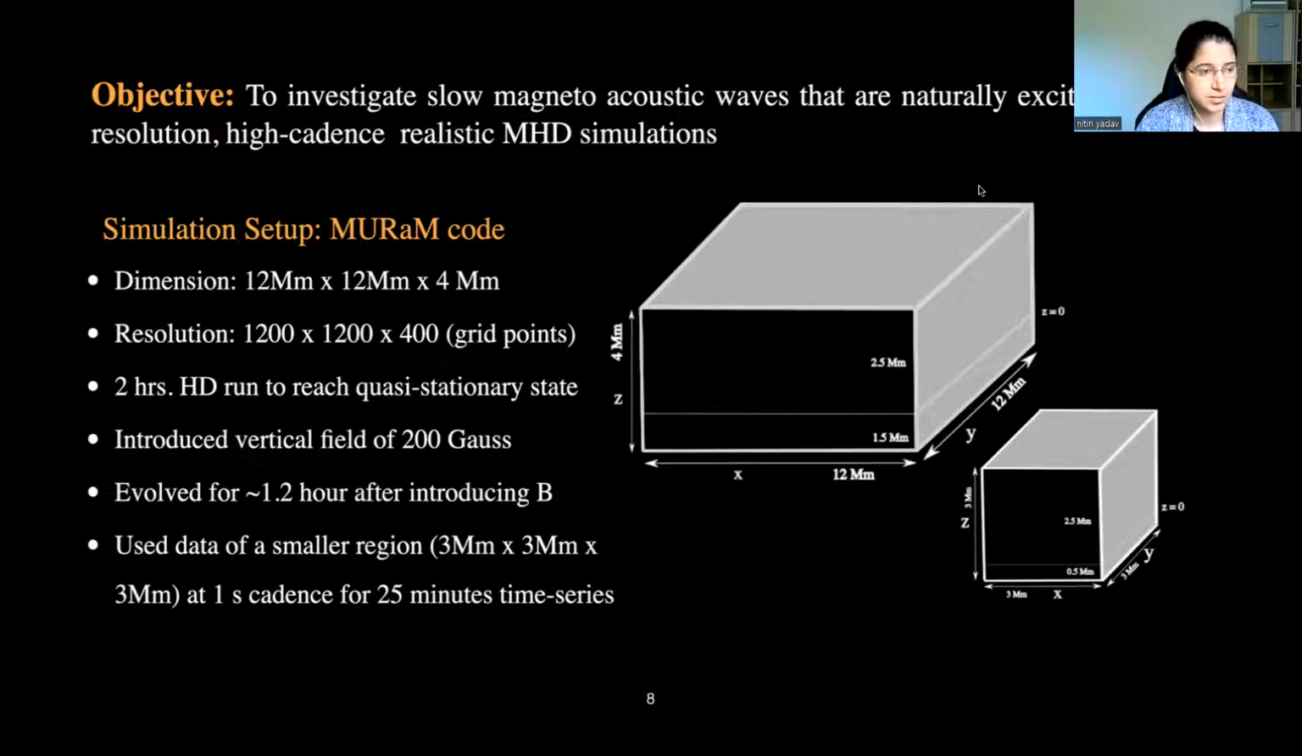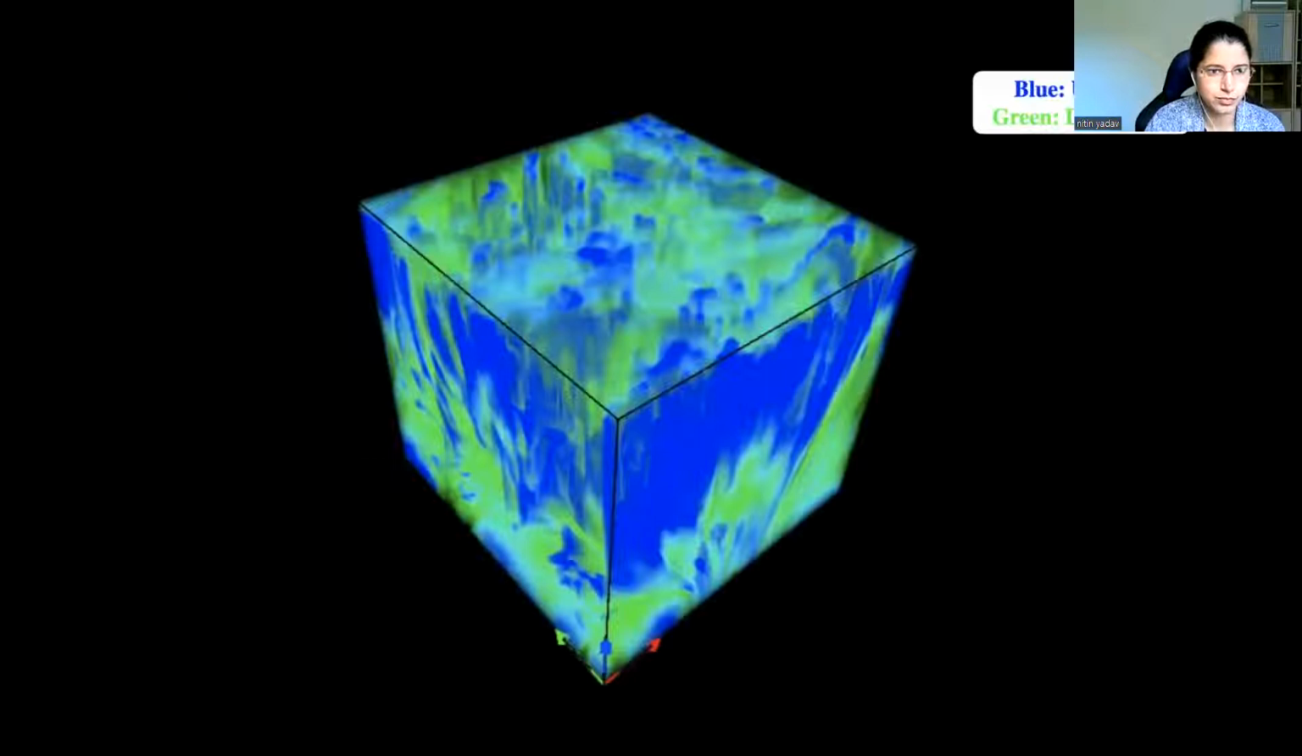Since the aim of this numerical experiment was to study waves, I selected a smaller region with dimensions of 3 megameter by 3 megameter by 3 megameter and saved it for 25 minutes at 1 second cadence. This was done because it was not feasible to analyze the whole data cube at such high resolution and high cadence due to memory constraints. This smaller region is shown here in this smaller sketch.